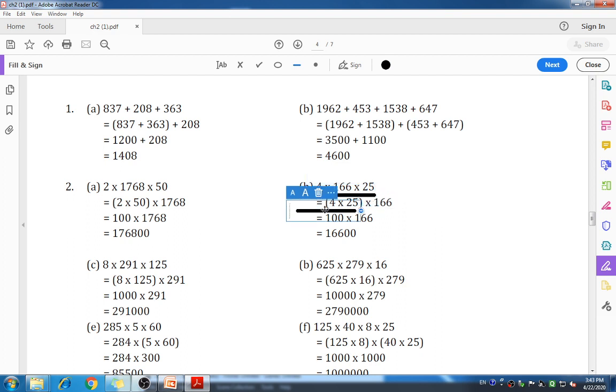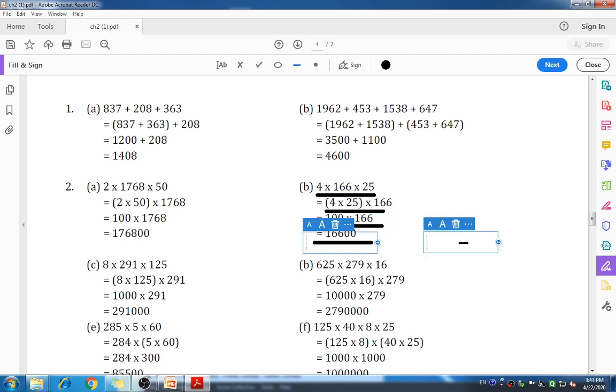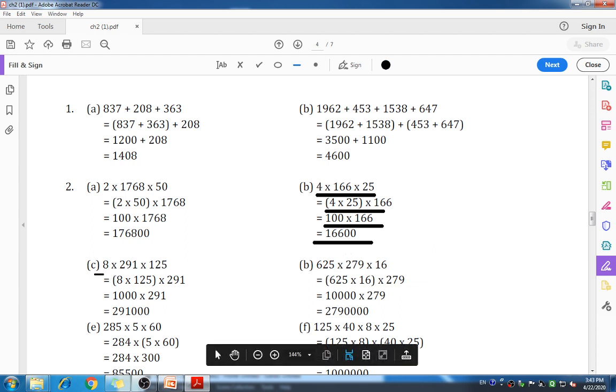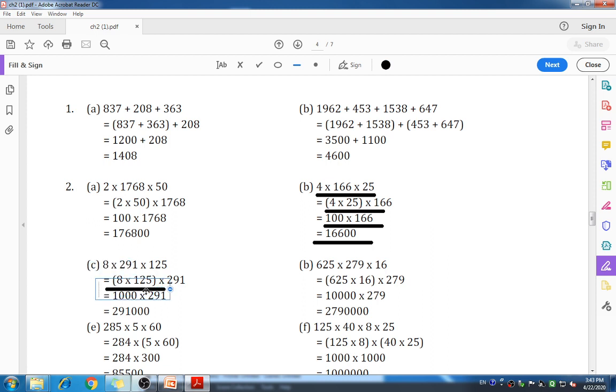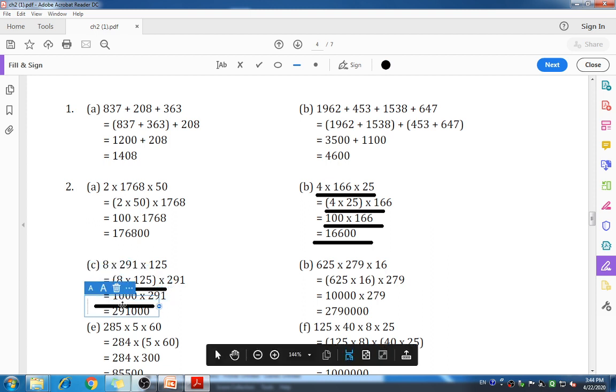Now look here, 4 into 166 into 25. I make a grouping of 4 into 25, that is 100, and if I multiply it by 166, I get the answer 16,600. Look carefully at the next example. See, 8 into 291 into 125. I know that if I multiply 8 by 125, I get the answer 1000. And by multiplying 291 with 1000, we get the answer 2,91,000.